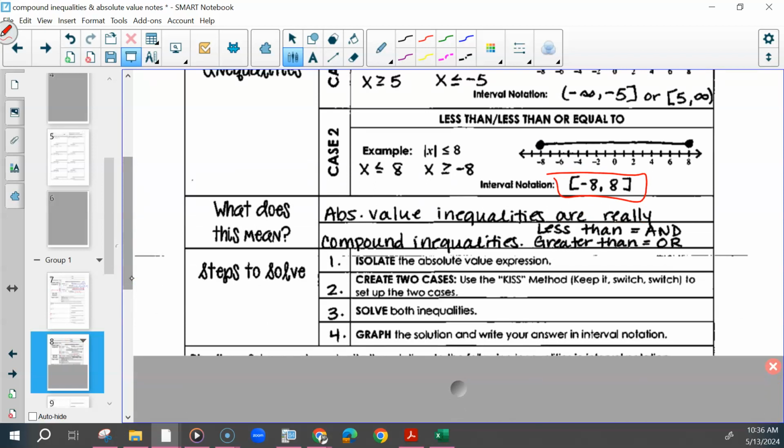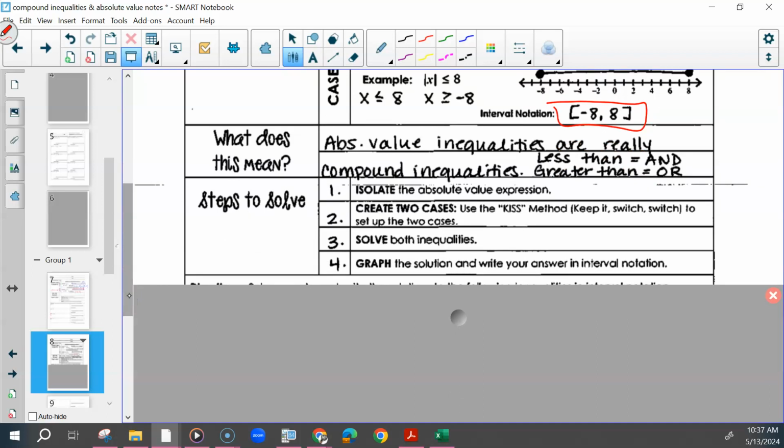So just so you see it, absolute value inequalities are really just compound inequalities, where less than or equal to is and, greater than or equal to is or. And then to create your two cases, isolate the absolute value expression just like with your equations. Create your two cases. You can use this mnemonic, or you can just remember that you keep one the same and then you switch the direction of the sign. And then solve both, and then graph it.